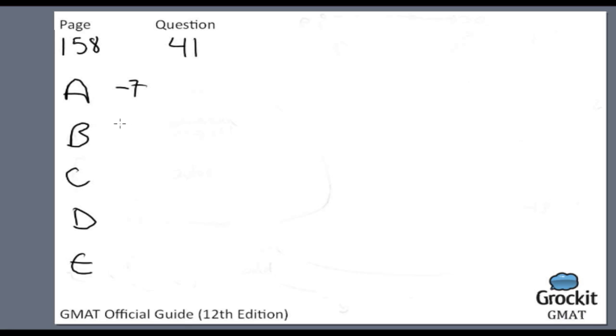So question number 41. So let's see. We have -7, -4, -3, 1, and 6. So if 4 is one solution of the equation x squared plus 3x plus k equals 10, where k is a constant, what is the other solution? Let's get that one down.